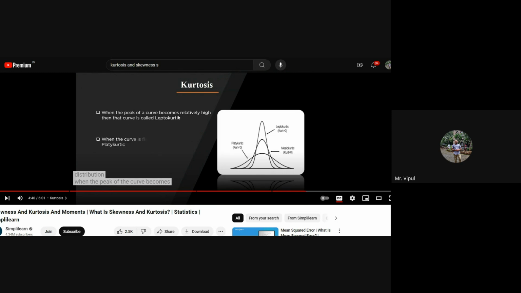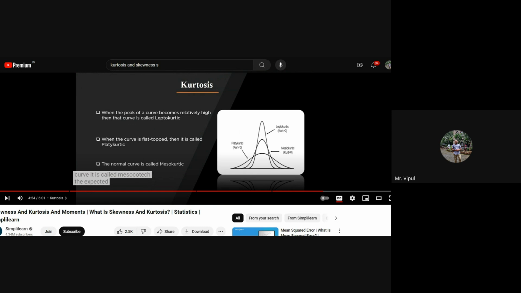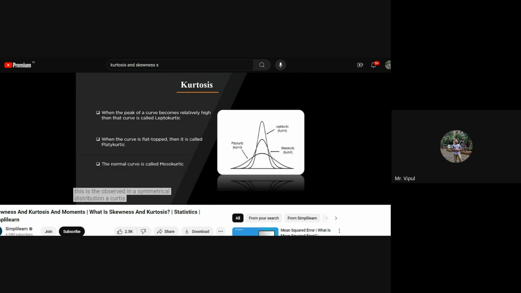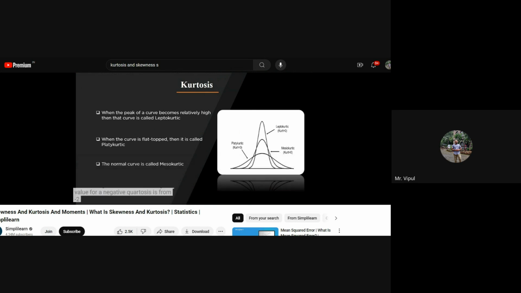When the peak of the curve becomes relatively high, the curve is called leptokurtic. When the curve is flat, it is called platykurtic. When the curve is similar to a normal curve, it is called mesokurtic. The expected value of kurtosis is 3. This is observed in a symmetrical distribution. A kurtosis greater than 3 will indicate positive kurtosis. Further, a kurtosis less than 3 will mean a negative kurtosis. The range of values for a negative kurtosis is from -2 to infinity. The greater the value of kurtosis, the higher the peak, as you can see from the graph.